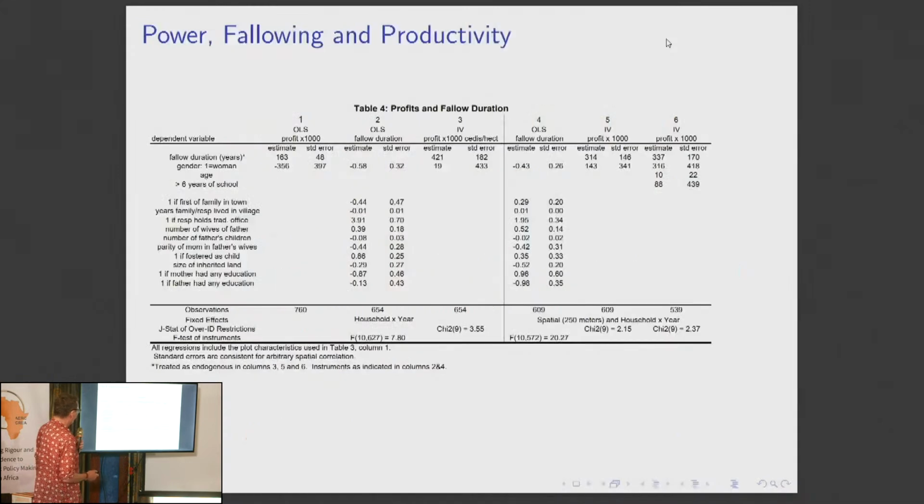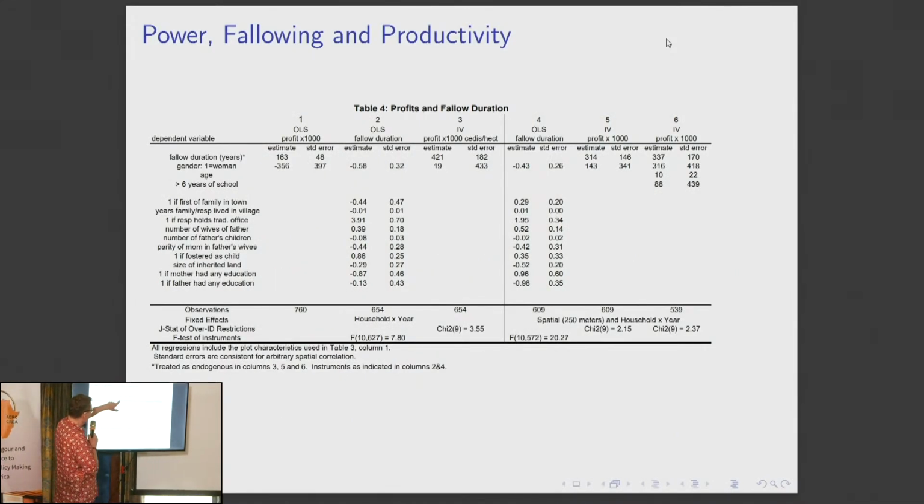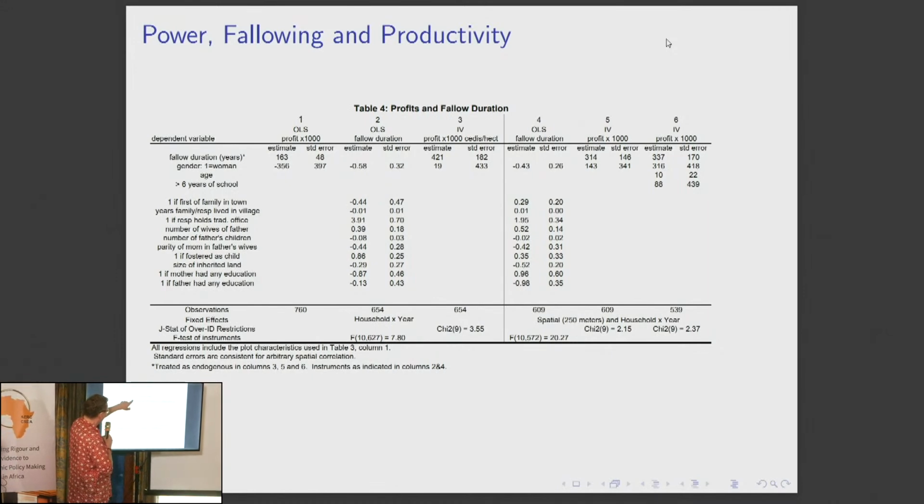Okay, and here's what happens when you run that two-stage least squares regression. Here's the first stage. So here's fallow duration, and you're modeling fallow duration as a function of these. Here's the main action: one if the person holds a traditional office, okay? And then in the second stage, you're running that model of profits on fallow duration. You can see you're instrumenting fallow duration. There are multiple instruments here. They put other stuff in here as well.